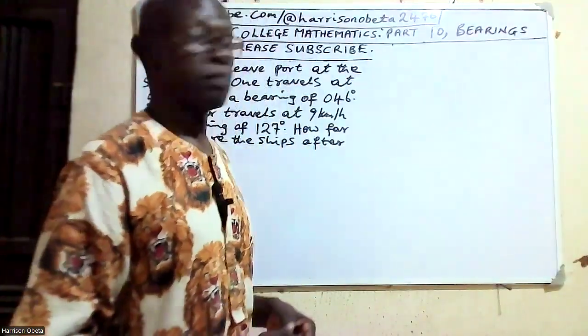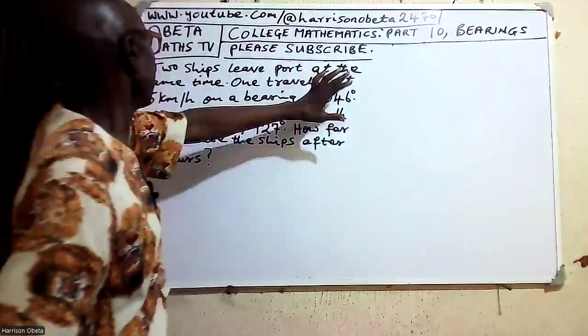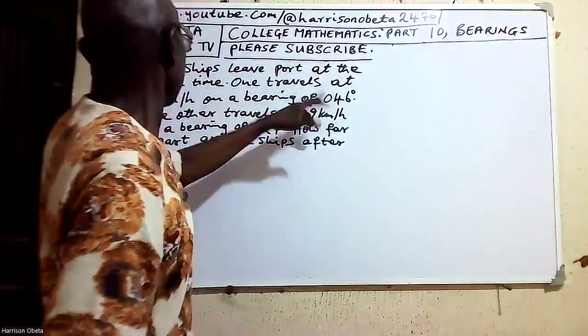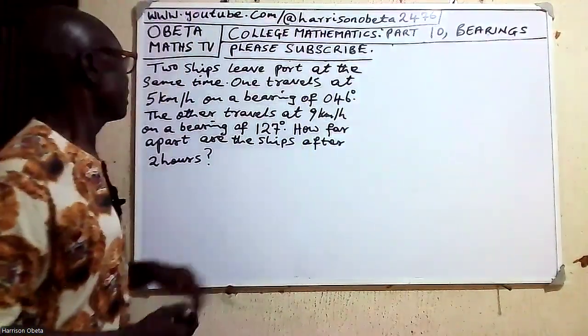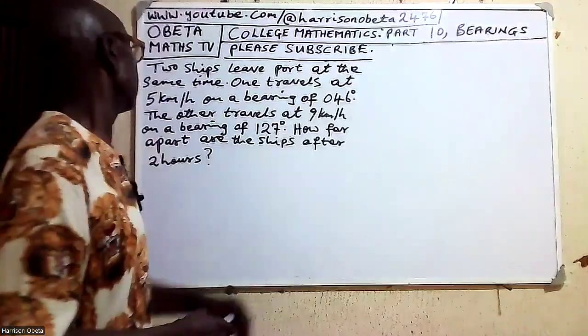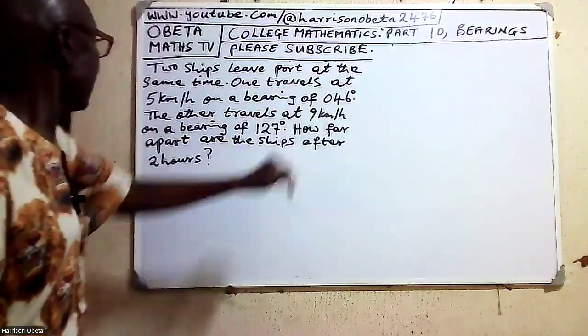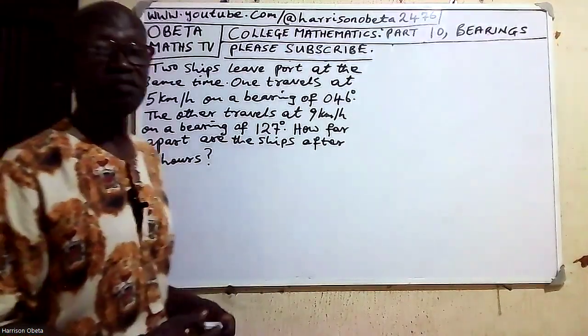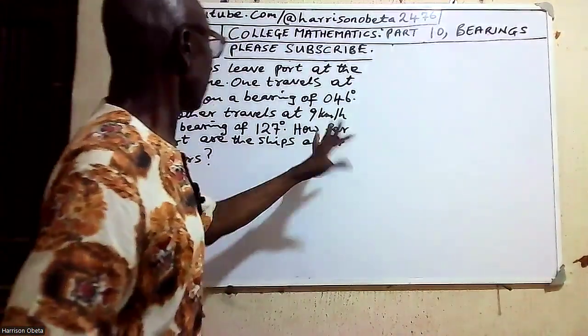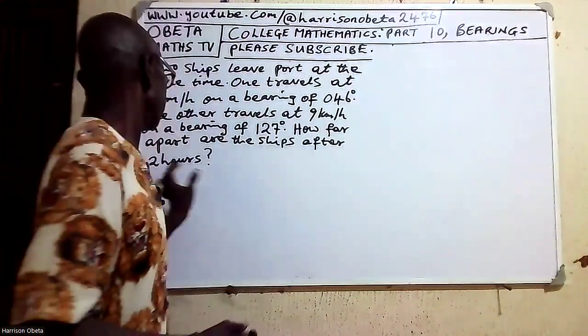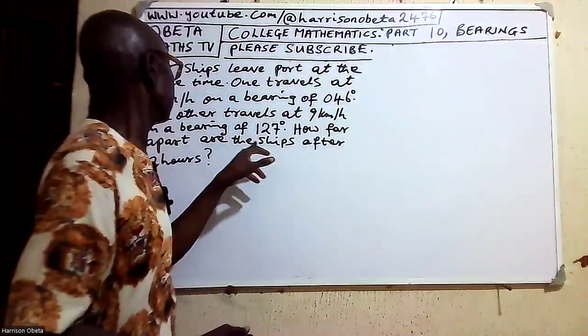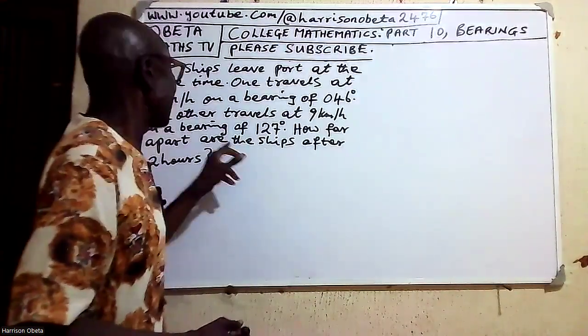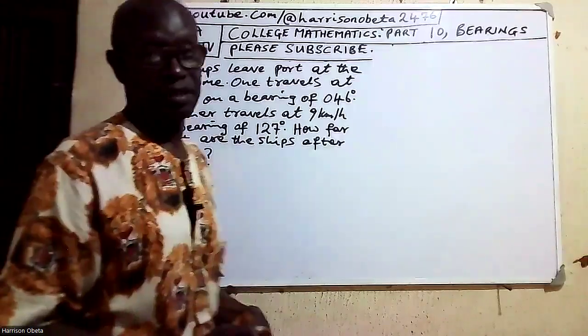And we have a question on the board. Two ships leave port at the same time. One travels at 5 kilometers per hour on a bearing of 046 degrees. The other one travels at 9 kilometers per hour on a bearing of 127 degrees. We have to find how far apart the ships are after 2 hours.